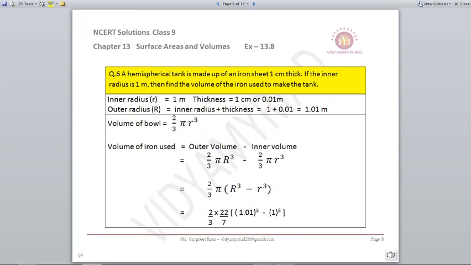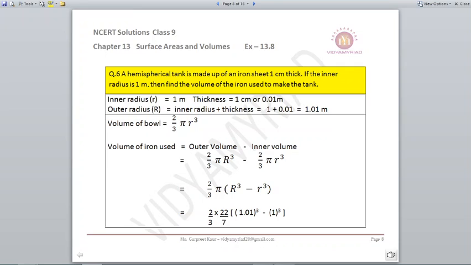Question number 6. A hemispherical tank is made up of an iron sheet 1 centimeter thick. So that means thickness is given to you as 1 centimeter. Inner radius is 1 meter. So if we add thickness in the inner radius, we will get the outer radius. Now thickness is given in centimeters. You need to convert it into meters. It will come as 0.01 meter. So outer radius will become 1.01 meters.